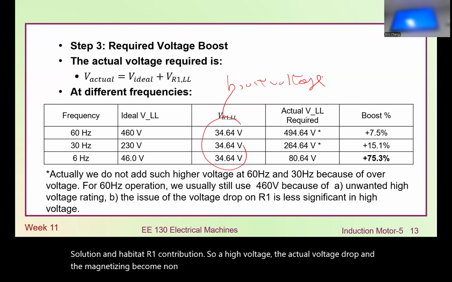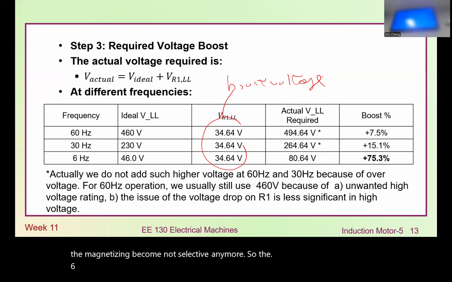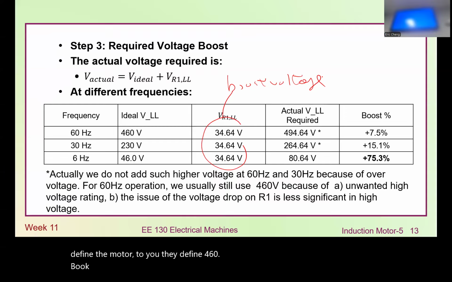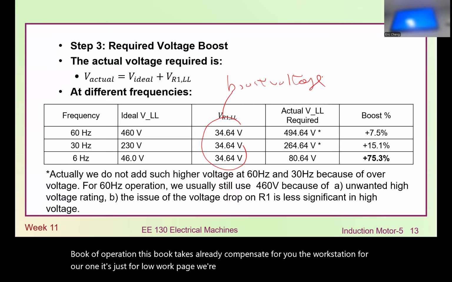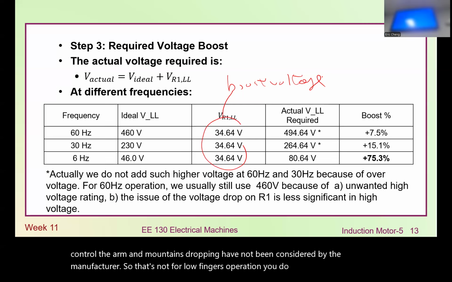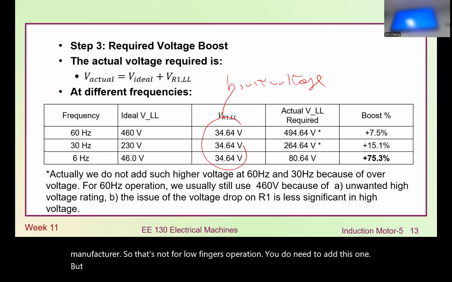So the 60 hertz operation is still using 460, because for full voltage the manufacturer defines the motor operation at 460 volts. This voltage already compensates for the voltage drop for R1. It's just for low voltage. If you want to continue to use constant flux control, the R1 voltage drop has not been considered by the manufacturer. That's why for low frequency operation you do need to add this one. But for higher voltage, especially 460, you don't have to do that.